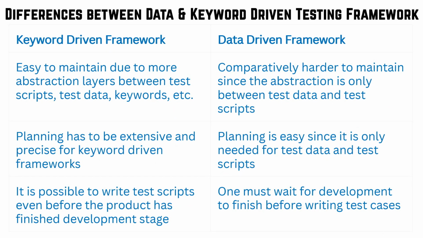Now what are the key differences between data driven and keyword driven frameworks? Keyword driven framework is easy to maintain due to more abstraction layers between the test script, data set and keywords, etc. Comparatively, the data driven framework is harder to maintain, since the abstraction is only between the test script and test data. In keyword driven framework, planning has to be extensive and precise, whereas for the data driven framework, planning is easy since it only needs the test data and test script.